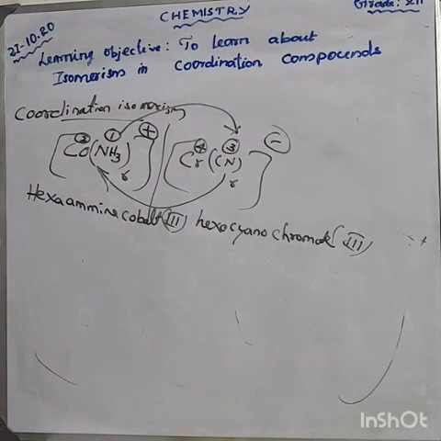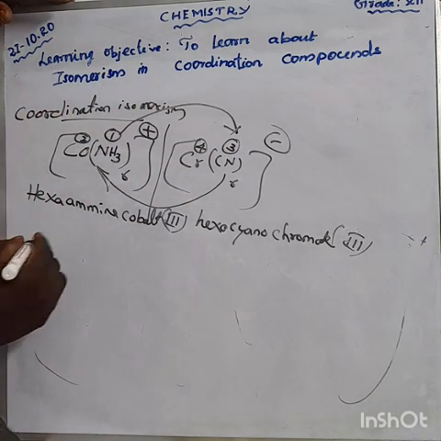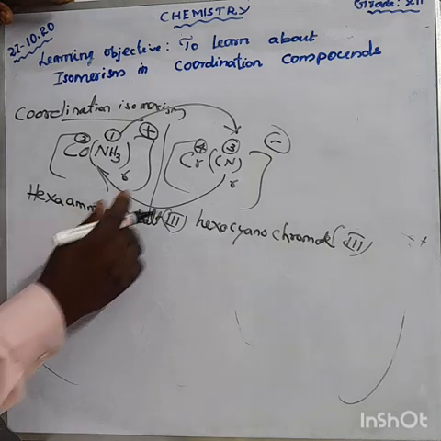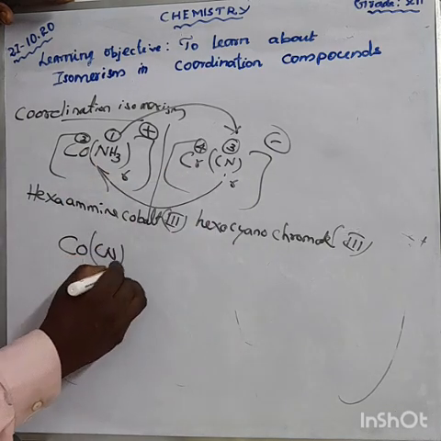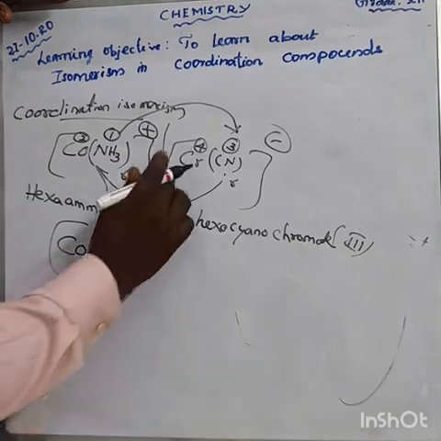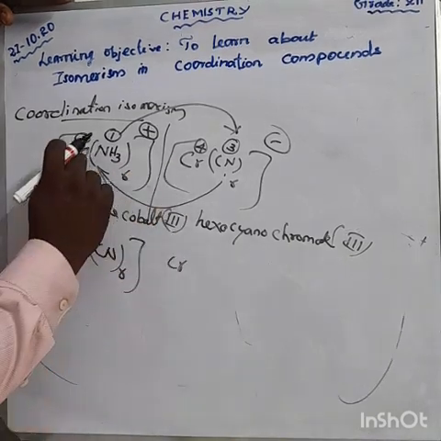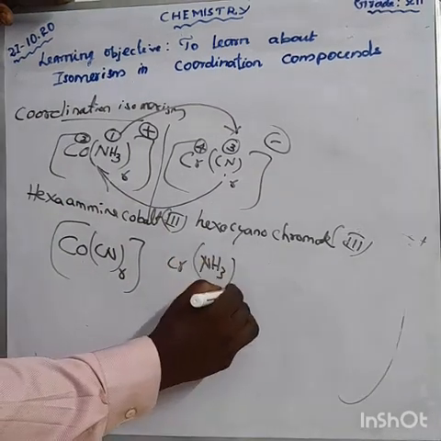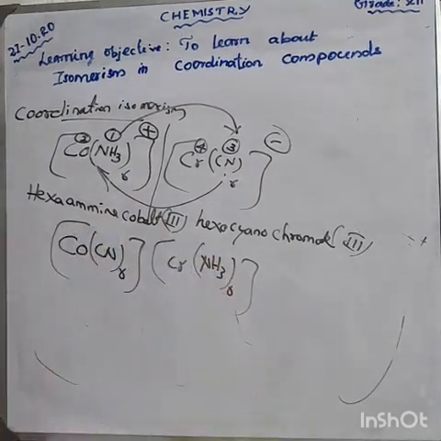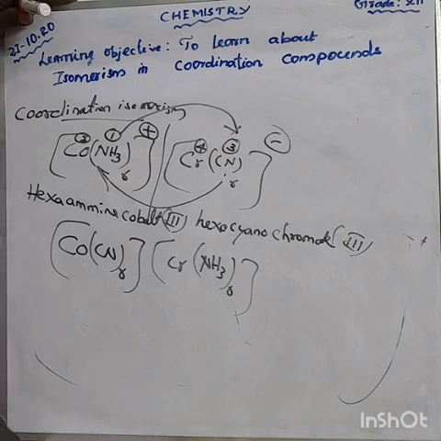Okay. So what is the next complex, Co? Can you say what is the next one? Cyano group will attach here, Co(CN)6. Then Cr will be attached there, NH3. So what is the name? Can you say what is the name? How can you write the name?